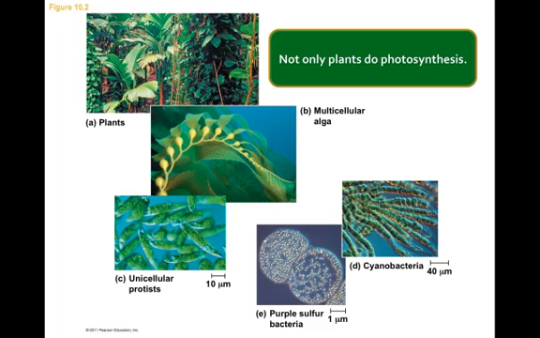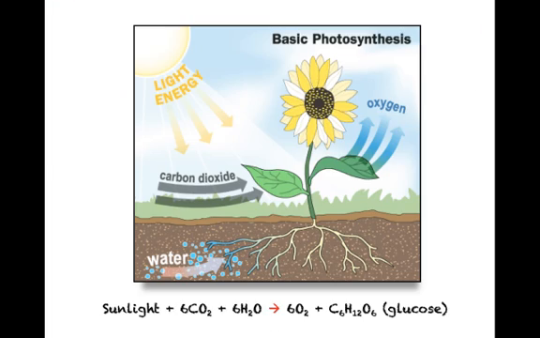And then you see these purple sulfur bacteria. So again, they would absorb everything but purple, and they would reflect back purple. And then they have these one-celled protists, which are commonly associated with just pond water creatures. So this is your basic photosynthesis equation.